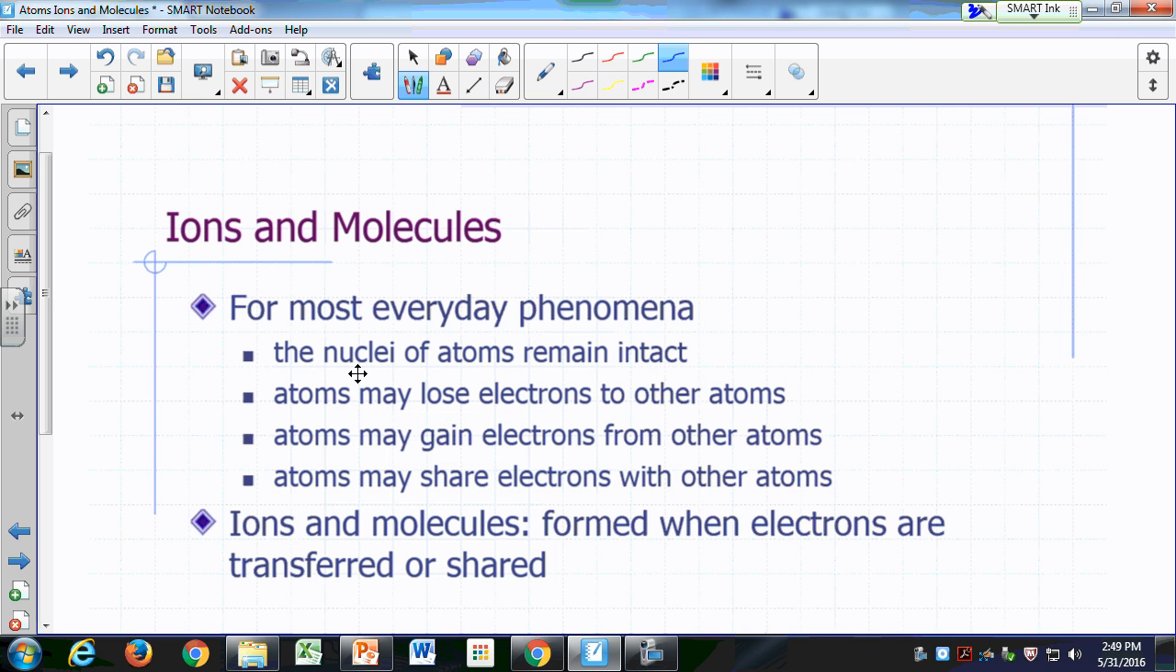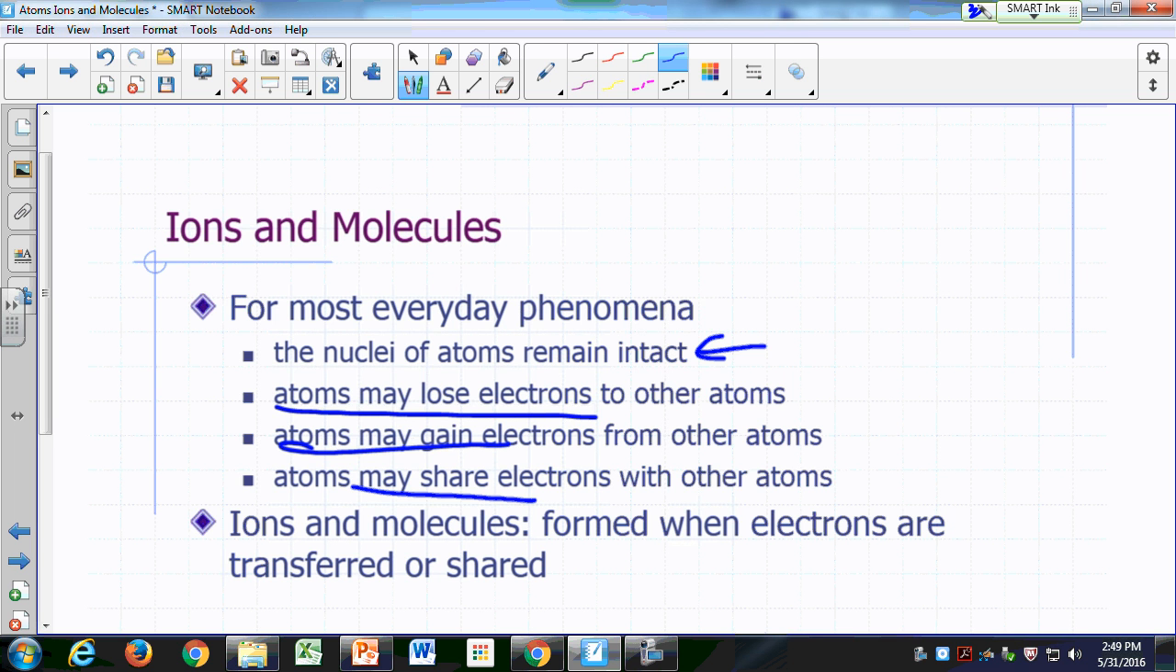For most everyday phenomena that we deal with in chemistry, the nuclei of the atoms remain intact. So we're really just treating the nuclei as just one particle. But the atoms may lose electrons to other atoms, or an atom may gain electrons from other atoms. So electrons, we say, can get transferred from one atom to another. Or atoms could end up sharing electrons with other atoms.